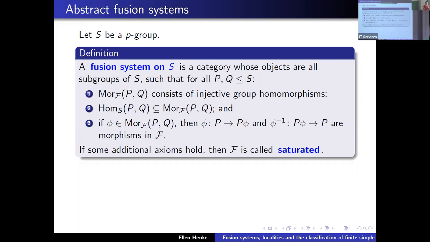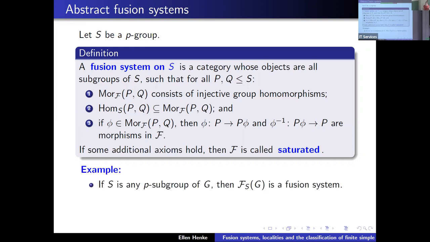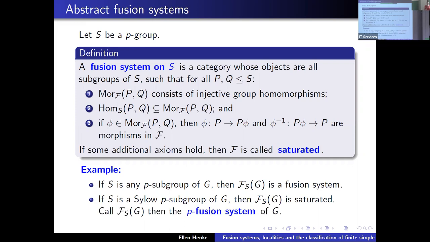One usually wants some stronger axioms to hold, and this is then what we call saturated fusion systems. So I think more enlightening than seeing the actual definition is to see the examples. So if S is any p-group, and you have P a subgroup of G, then you have probably observed already that this fusion system F_S(G) is actually a fusion system and it deserves the name. And if S is a Sylow p-subgroup of G, then F_S(G) is saturated. So our main examples for saturated fusion systems are these ones. Actually, up to a suitable notion of isomorphism, F_S(G) does not depend on the choice of the Sylow p-subgroup. So we often just call this the p-fusion system of G.